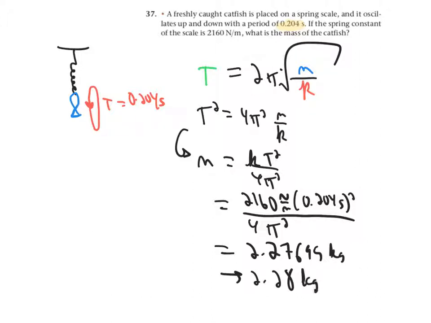2.28 kilograms. This is one of the cases where there are just potentials for lots of weird algebraic errors. For instance, we're dividing by 4 pi squared. When you put that in your calculator, you probably should put that in parentheses, because you don't want to divide by 4 and then multiply the whole thing by pi squared, which is, if you typed it straight, what you would get.